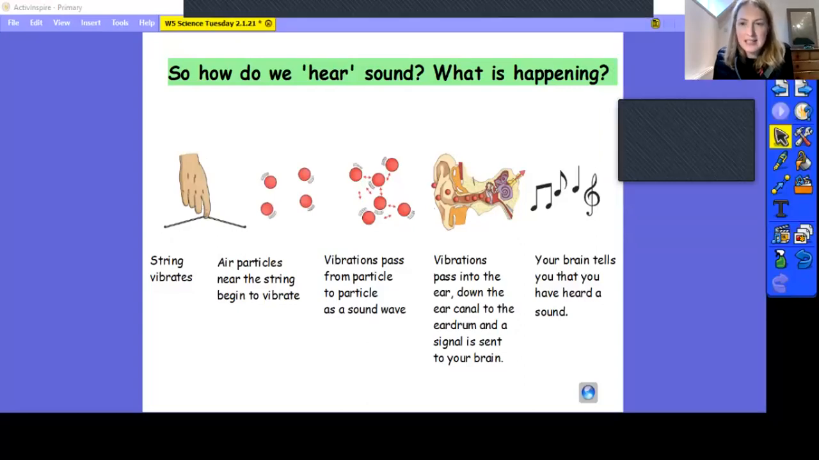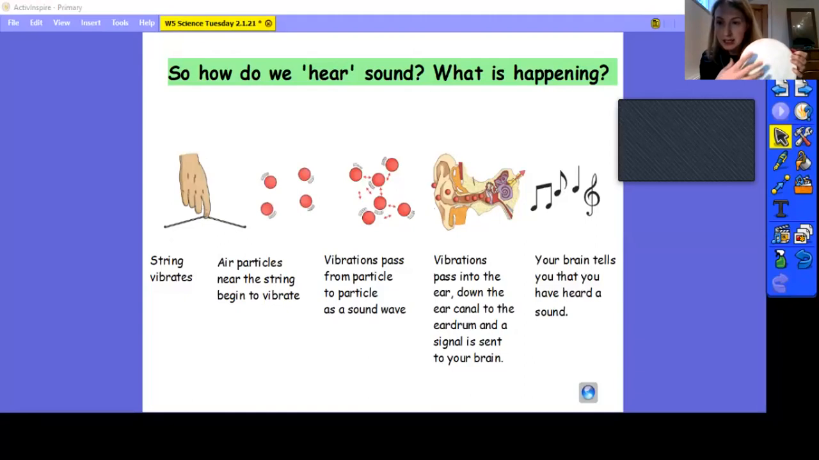So I think that's pretty amazing, especially how quickly all of those things happen. So if I bang on this drum now, immediately the drum skin is vibrating, the particles in the air are vibrating, the vibrations are passing from particle to particle until they hit my ear, and then they're going down my ear canal into my ear and sending a signal to my brain, and my brain's saying, I can hear a sound. But that all happens so quickly. If I beat this drum now, you can hear it. It almost is instant from making that sound to hearing it. So it's really a very good system.